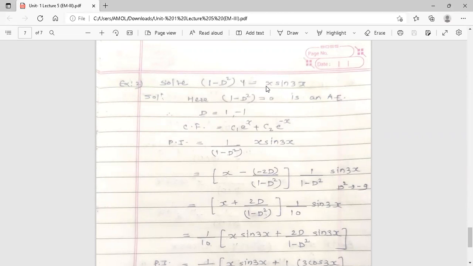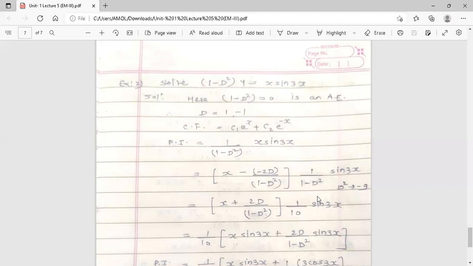It is again the reduced form of LD. Phi of D into y is equal to f of x. So the auxiliary equation is 1 minus D square is equal to 0. Means 1 is equal to D square, so the factors for D are plus 1 and minus 1. These are the two factors. They both are real numbers and they are distinct, and distinct means different numbers. So the complementary function is c1 e raised to x plus c2 e raised to minus x.